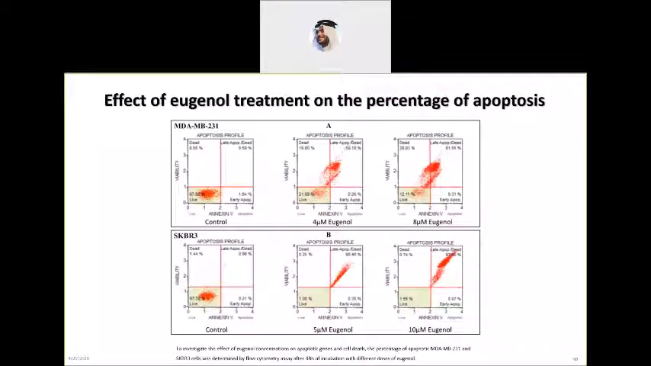After that, we tried to investigate the effect of eugenol concentration on the activation of those different apoptotic genes. We tested the apoptotic activity using flow cytometry, as you can see on the left side: the control for the MDA and the SKBR3 cells, followed by different concentrations of eugenol. The higher the concentration, the more the apoptosis is activated in the cells, and more of the cells go into apoptosis.